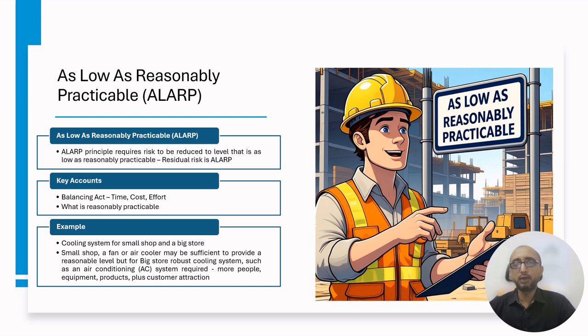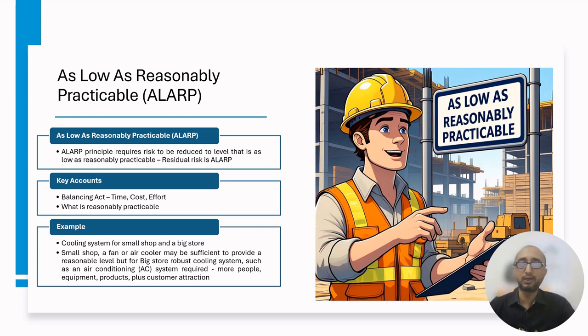But if he wants to go beyond that and improve it, then the maximum he can do is install a cooling system, that is, a cooler system. So his risk is controlled effectively. In this case, this setup is reasonably practicable for that organization or this store. But on the other hand, the same setup is not reasonably practicable for the large store.